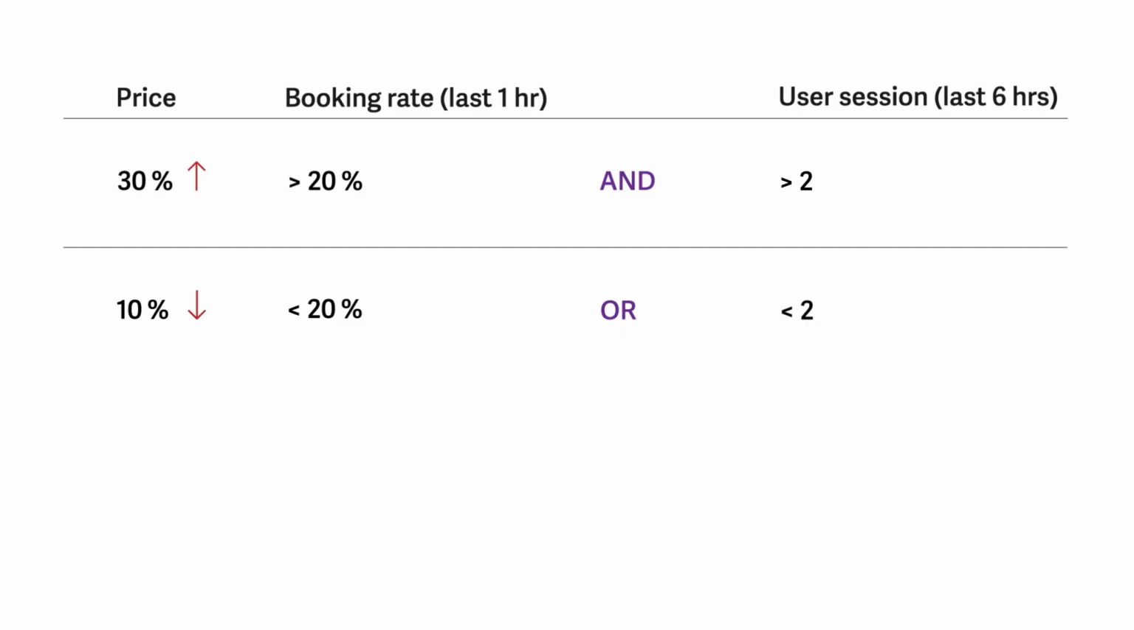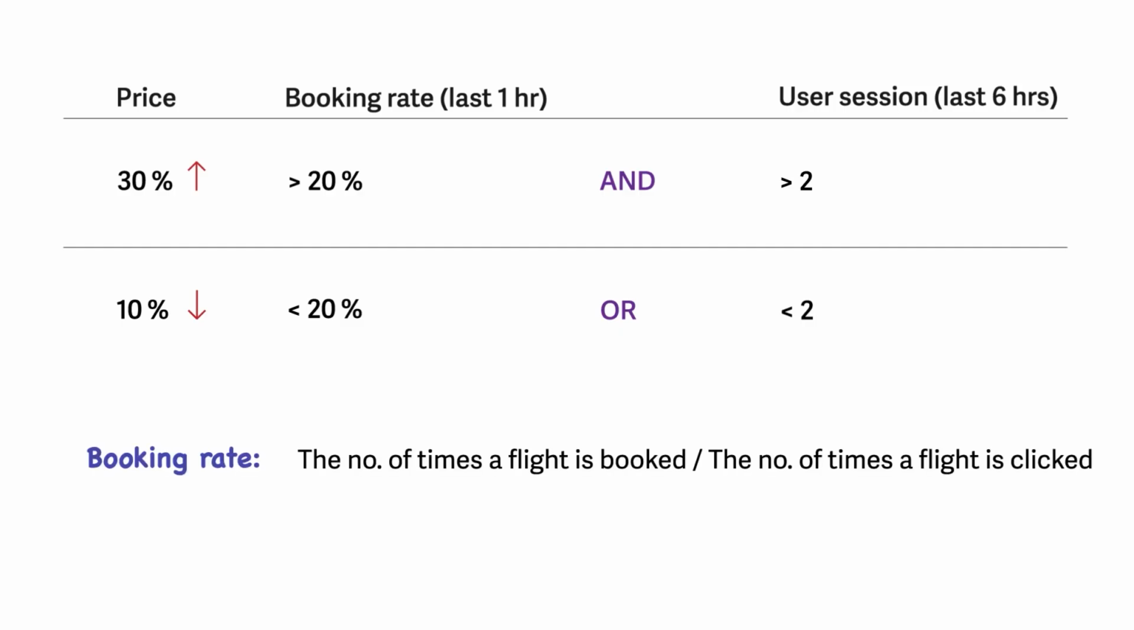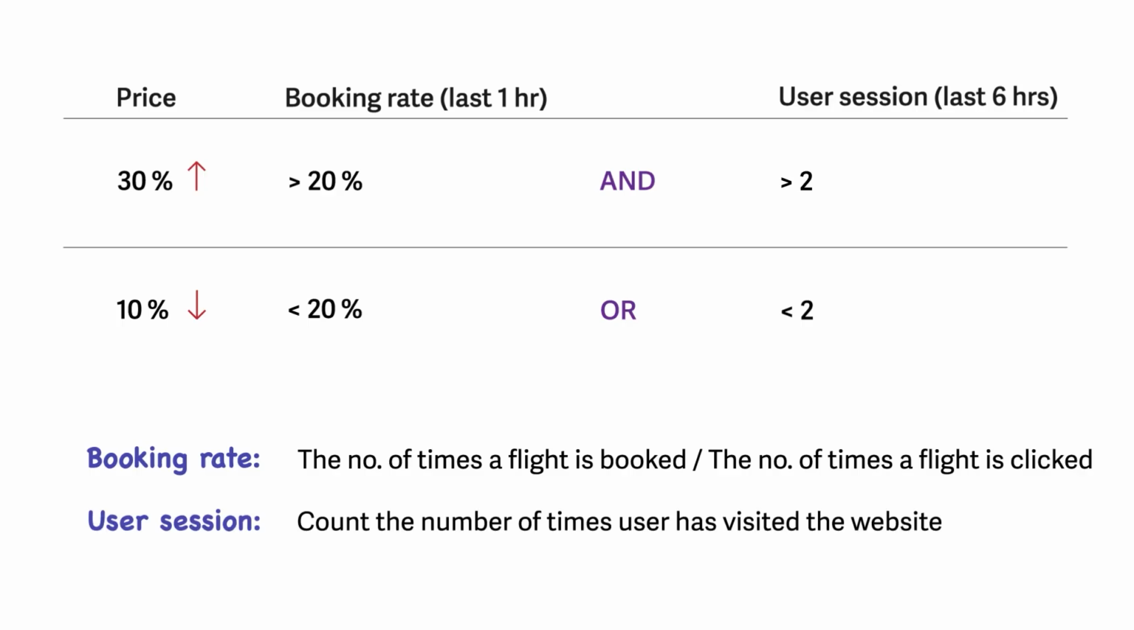The booking rate helps in predicting demand for the flights and is calculated as the number of times a flight is booked divided by the number of times a flight is clicked. User session count tells us how many times a user has visited the website, helping us to identify high intent users. If a user is very interested and there is a high demand for that specific flight, this means we can increase the flight price for that specific user as the chances of booking will be high.